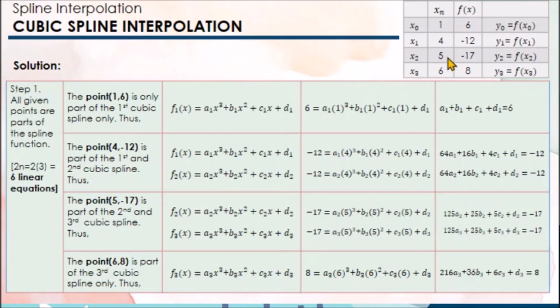And then for the next point, point (5, negative 17), this point is part of the second and third cubic spline.